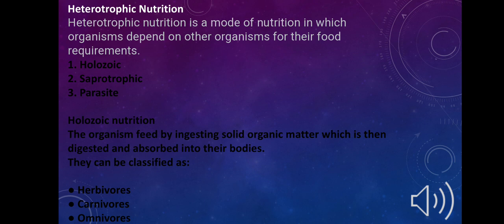Now we have first holozoic nutrition. It's the nutrition that occurs in organisms that take solid or liquid food inside their body. It involves a number of steps: ingestion, digestion, absorption, assimilation, and egestion. What's ingestion? It is the process of taking in food. Digestion is the process in which the ingested food is digested. After digestion, absorption occurs.